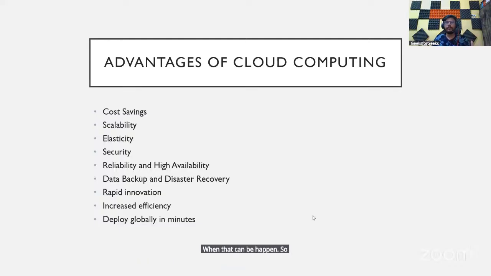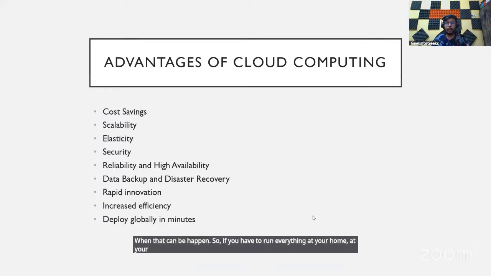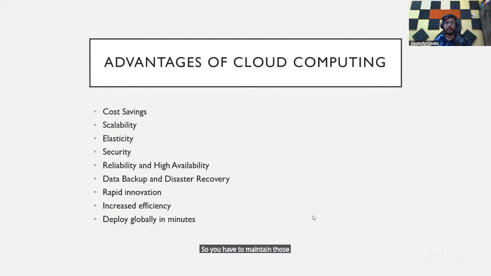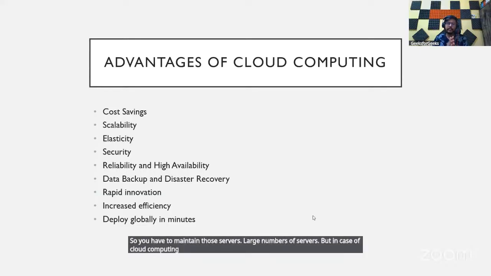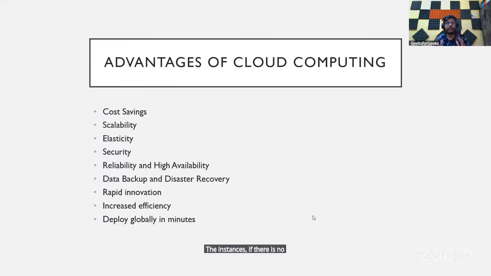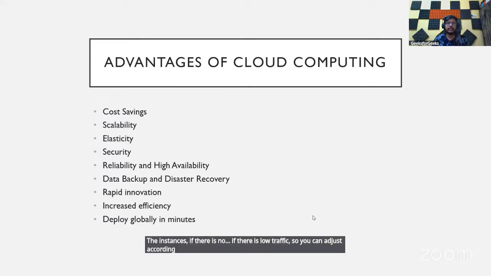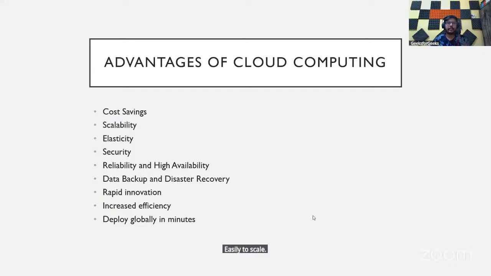If you run everything on your own base servers, you have to maintain a large number of servers no matter what kind of traffic is coming. But with cloud computing, you can scale up the number of services if there's high traffic, and scale down the instances if there's low traffic. So you can adjust accordingly. That's why we say it's easy to scale, and that's why you can say elasticity. These are the advantages of having cloud computing.